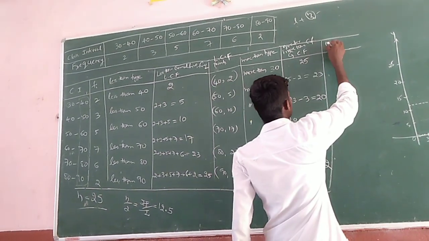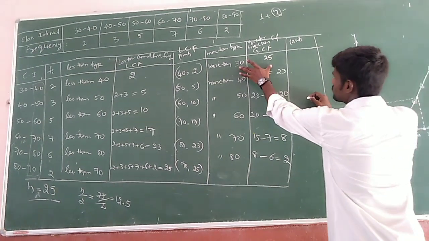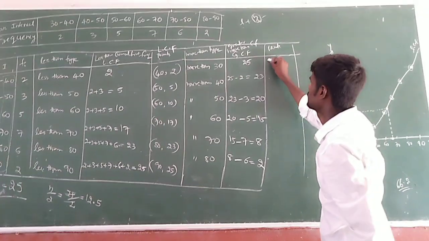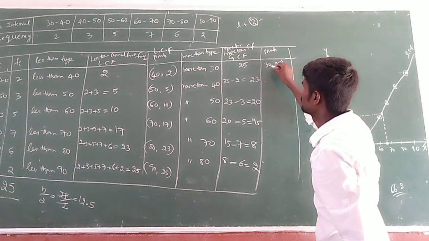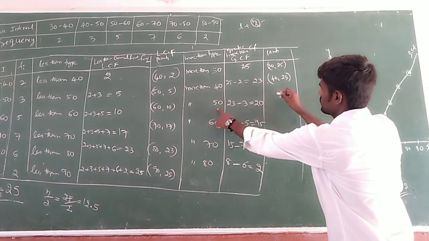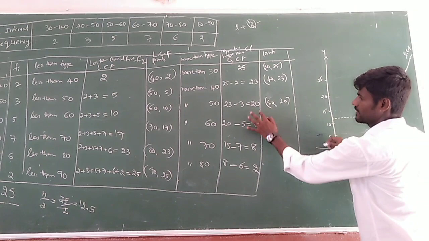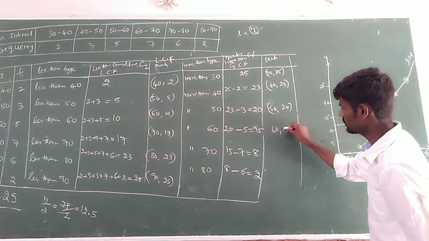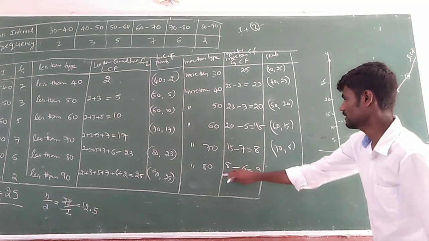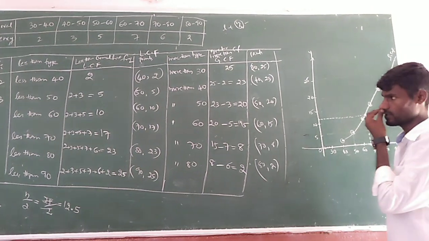Now, the points for the more than type curve. What do they mean? Only these two: simply the lower boundary versus the more than cumulative frequency. So 30, 25. Next 40, 23. Next 50, 20. Next 60, 15. Next 70, 8. Next 80, 2. These are the more than cumulative frequency points.